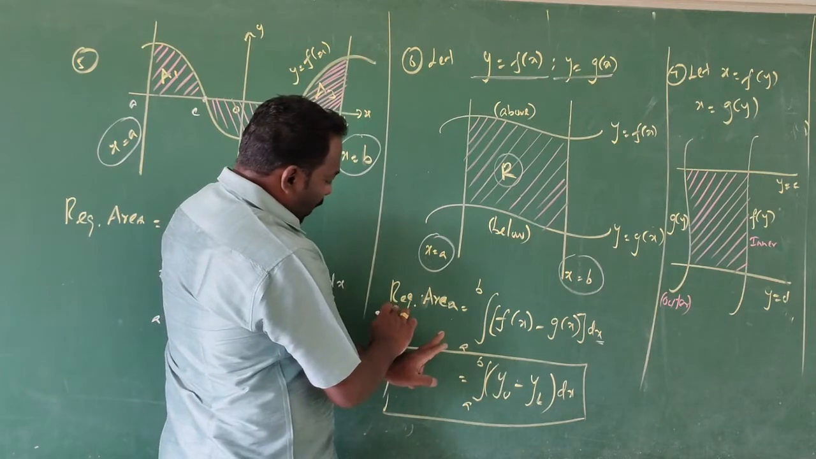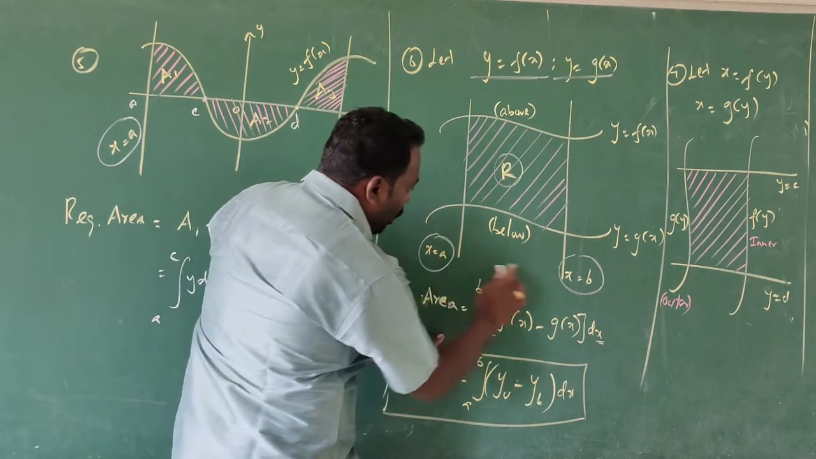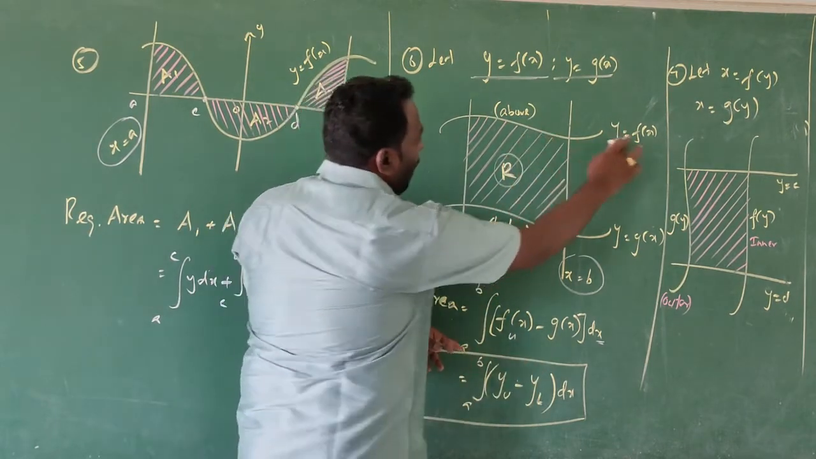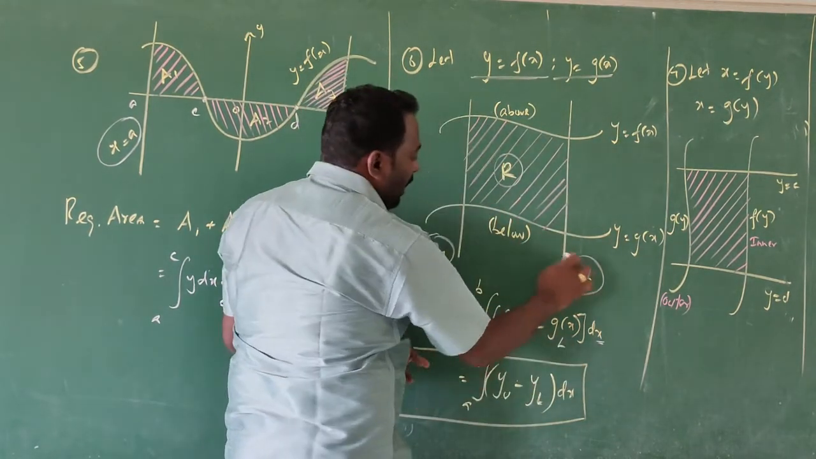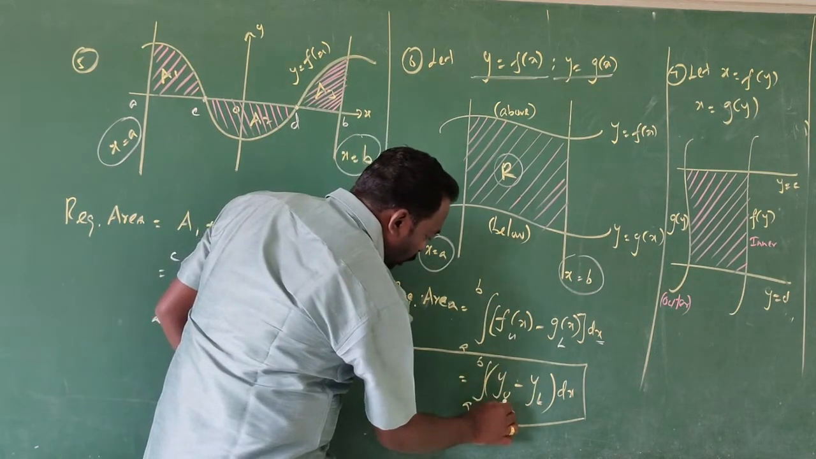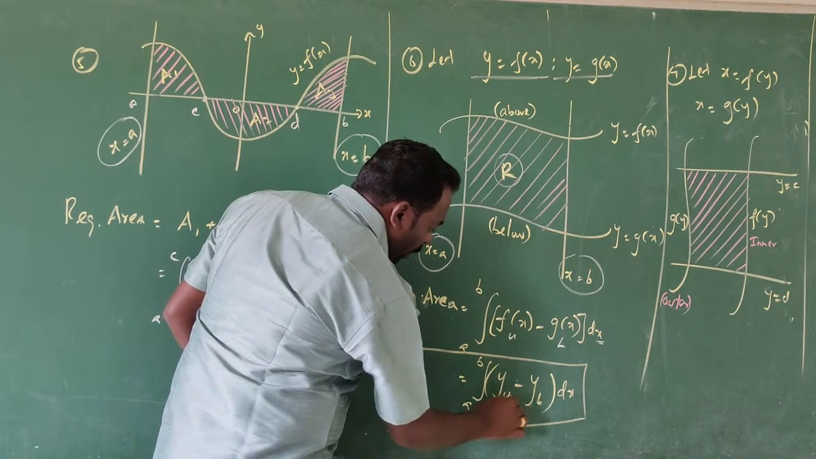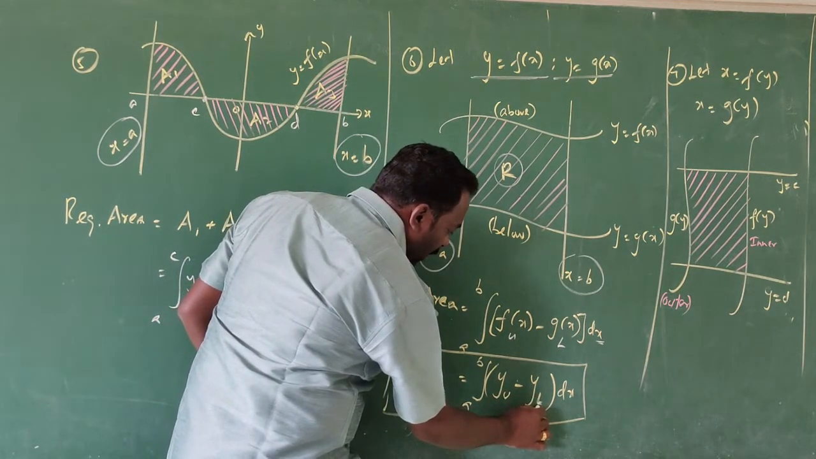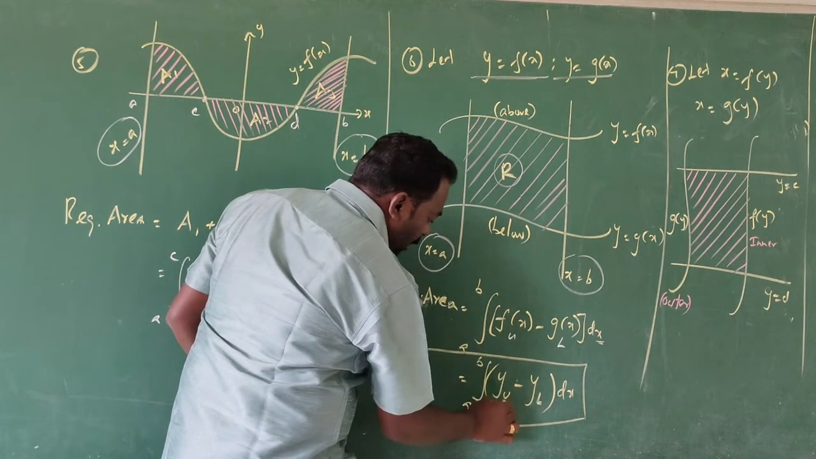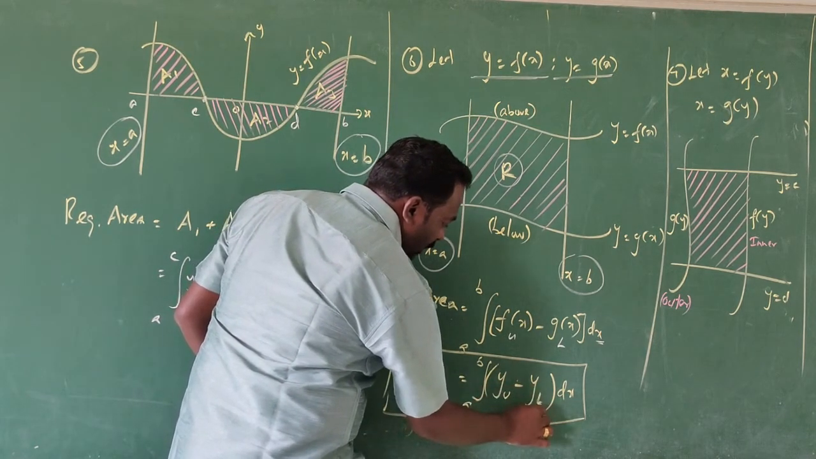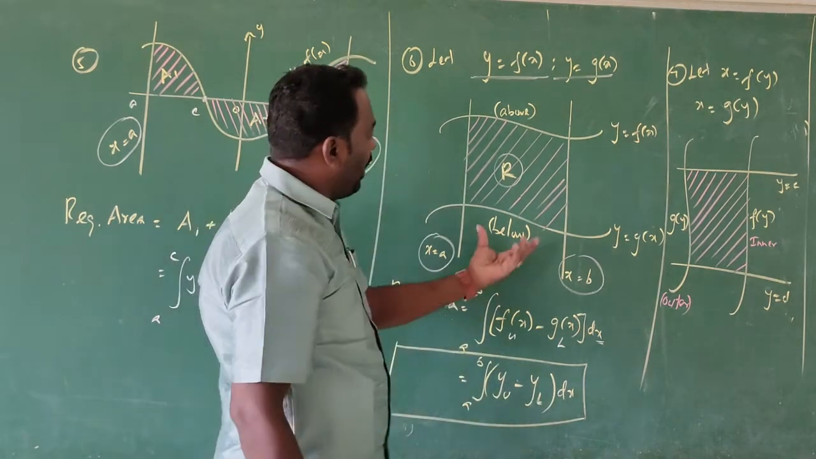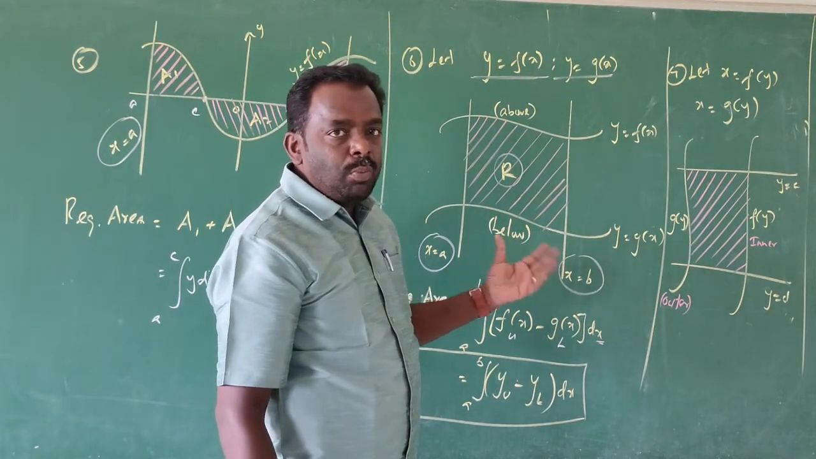Once again, the required area equals the integral from a to b, of f of x, the upper curve, minus g of x, the lower curve. Otherwise you can write the integral from a to b of y_u, indicating above, minus y_l, below. That is, the upper curve minus the lower curve, into dx. Apply this formula to find the area of the region bounded by two boundaries and two curves.